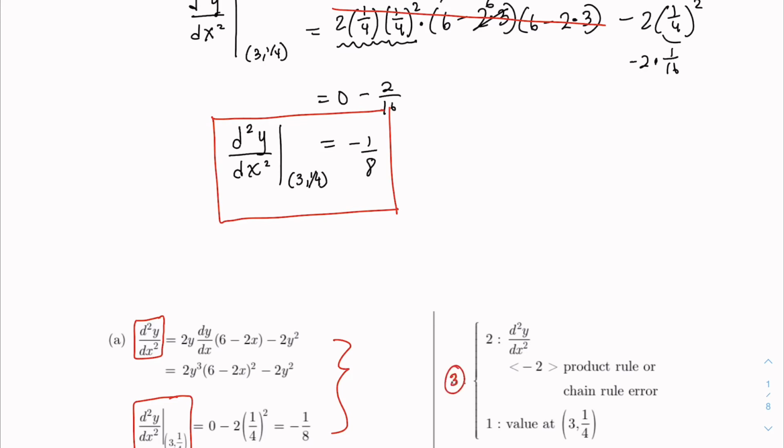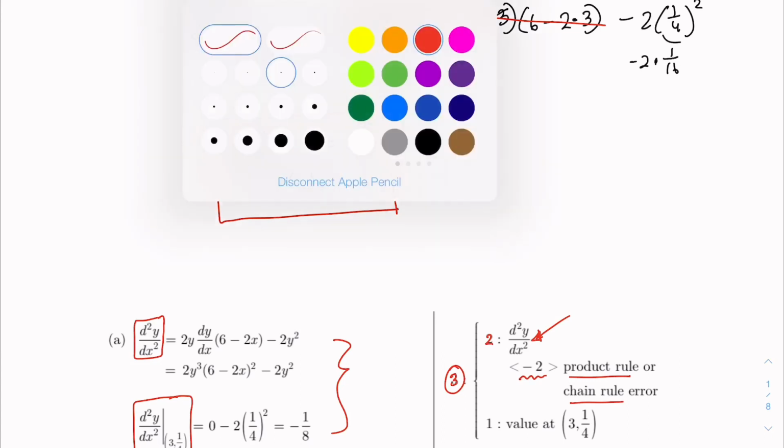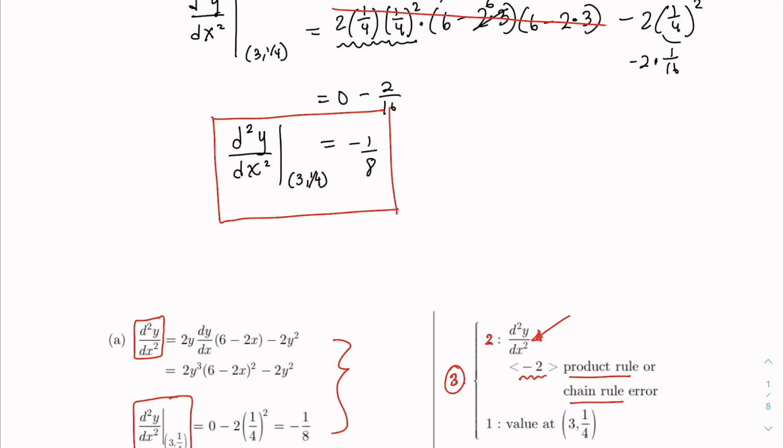So you can see that this was worth 3 points. 2 points were for getting the second derivative correct. Now, it says here, if you made a product rule or a chain rule error, even if everything else was fine, you lost both points. So really important to get those chain rule and product rule without any mistakes. And then finally, you got a last point just for plugging in the 3 and the 1/4. So if you had made the error here, it's impossible to get the last point because you're not going to get the value correct.